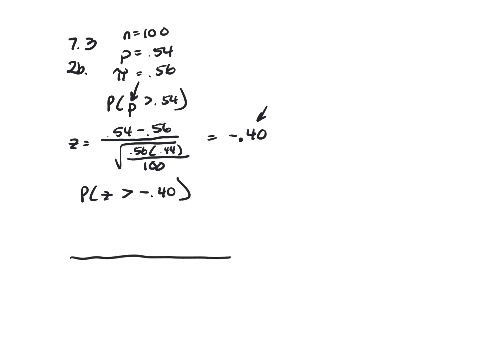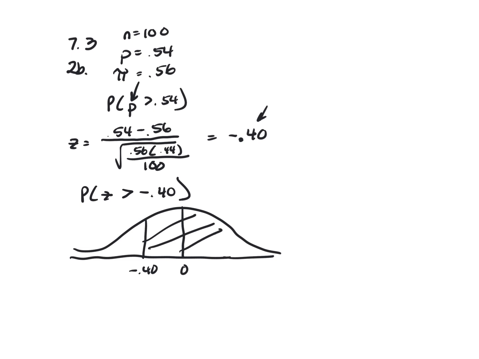So I'm going to draw a picture. And in the middle would be 0. And negative 0.40 would be over here. And we'll find the probability is greater than. So I've shaded in what probabilities we're trying to find.